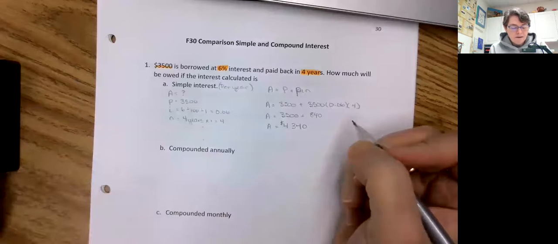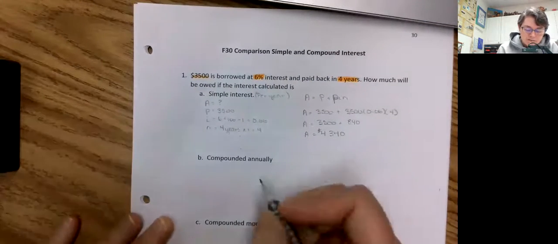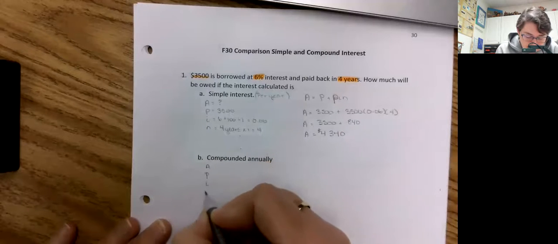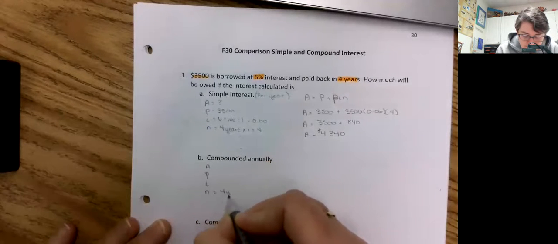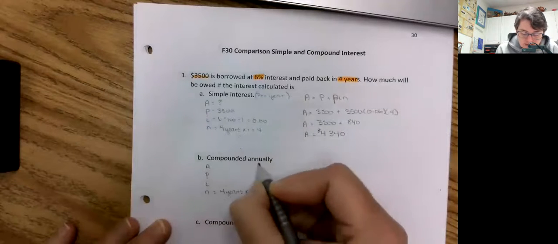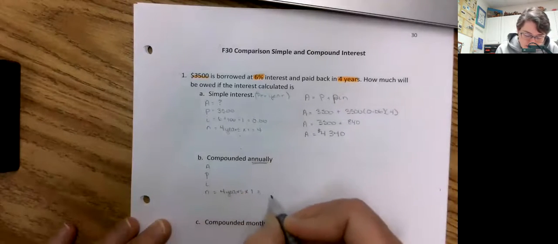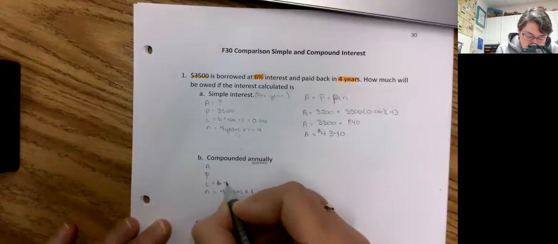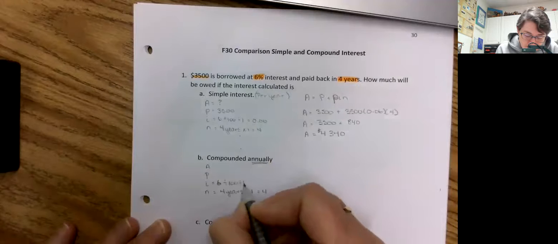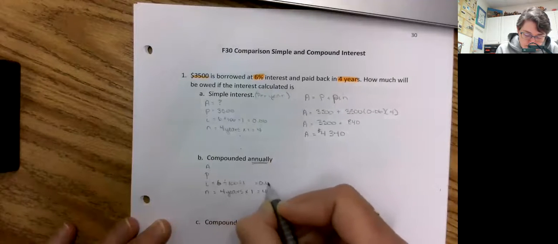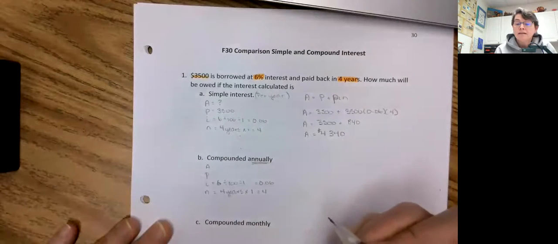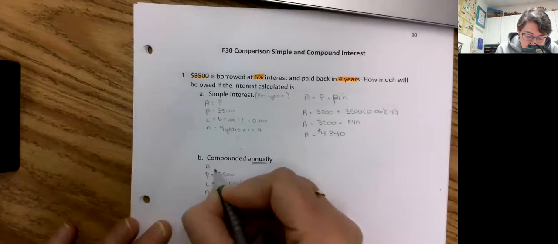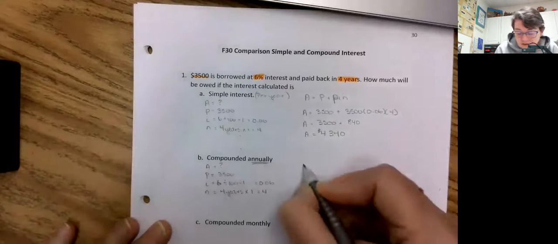Now, what is going to change if I compound annually? I don't know. Let's see. A, P, I, N. Still 4 years times annually, that's still going to be 4. 6% divided by 100 divided by 1, still going to be 0.06. And if you're saying nothing changed in that part, you're exactly right. But do it anyway. 3,500. So the only thing that changes is your formula.